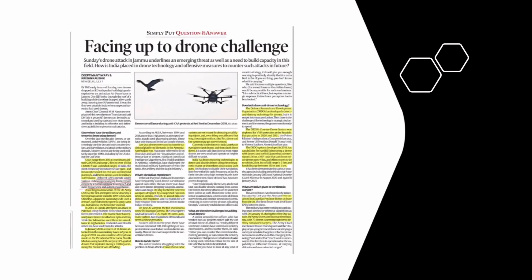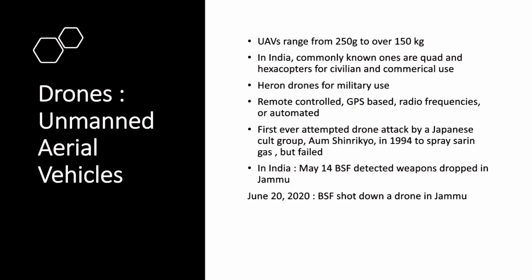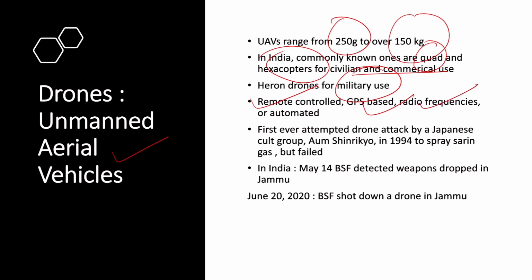The next article talks about the drone attack on the Indian base in Jammu that took place on Sunday, and it discusses India's strategy to combat the drones. Drones are unmanned aerial vehicles. They range from 250 grams to over 150 kg. In India, the commonly known ones are the quad and hexacopters for civilian and commercial use. Heron drones are used for military use. They can either be remote controlled, GPS based, radio frequency based, or automated.